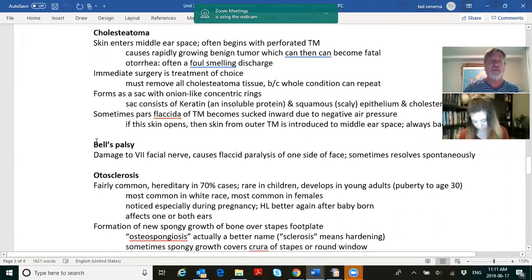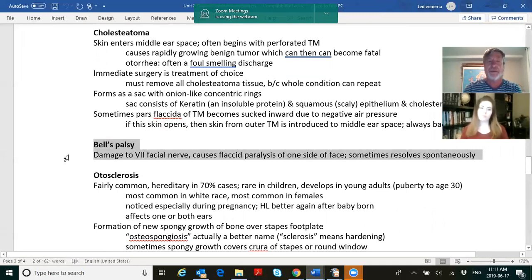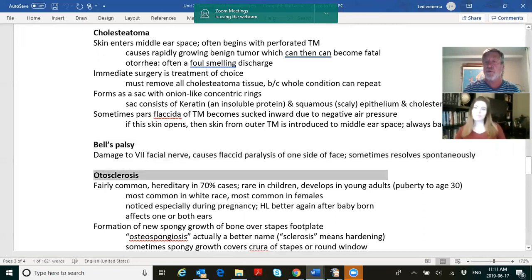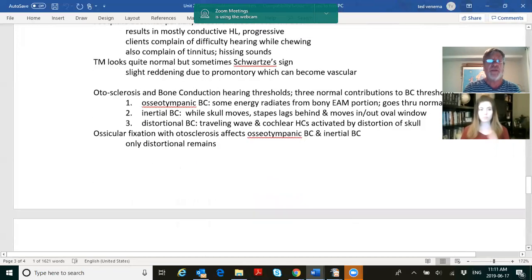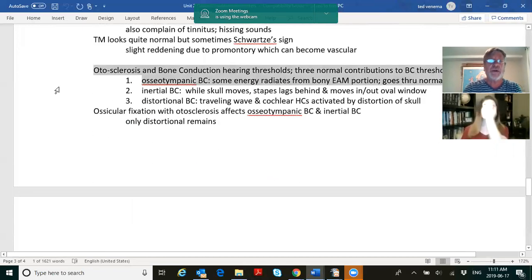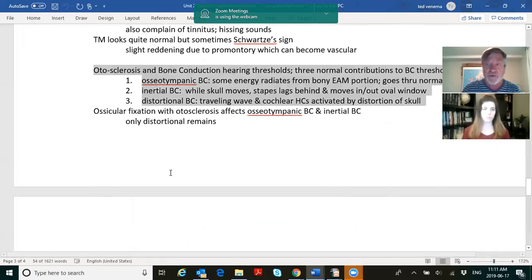We talked a tiny bit about Bell's palsy, and I said I don't really know why that's even in here. And then we finished last week talking about otosclerosis, and I talked a lot about bone conduction testing, about the 3 contributions to bone conduction testing, and these are listed right here. This is important to know regarding otosclerosis, because otosclerosis presents with what is called Carhart's notch.